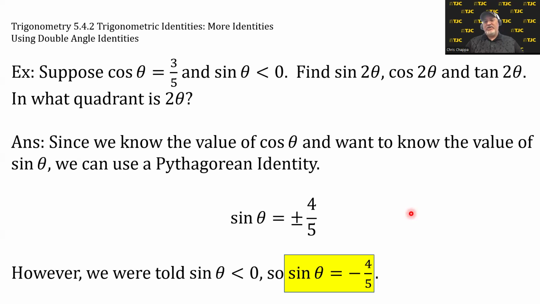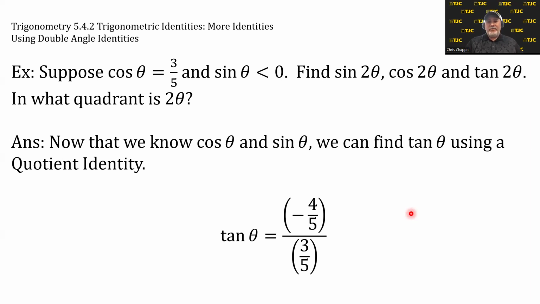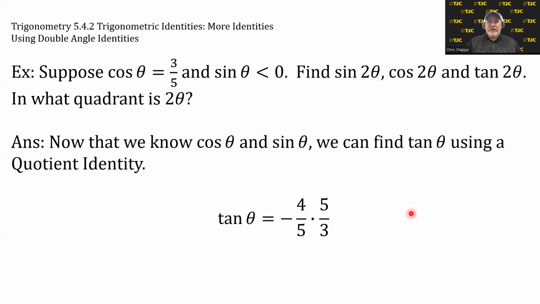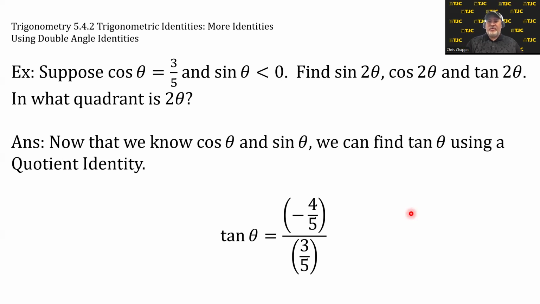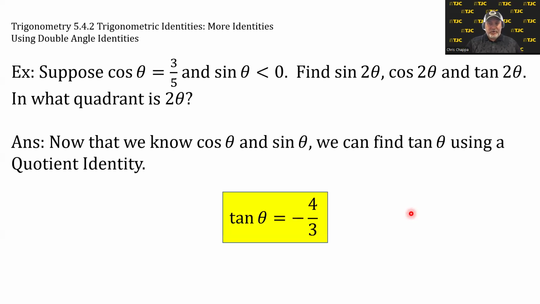Let's go ahead and get the value of tangent of theta. Now that we know cosine of theta and sine of theta, we can find tangent of theta using a quotient identity. Tangent of theta equals sine of theta over cosine of theta. Upon substituting the values, we get tangent of theta equals negative 4/5 over 3/5. When you're dividing fractions, you multiply by the reciprocal. So we have negative 4/5 times 5/3, but the 5's cancel, and we get tangent of theta equals negative 4/3. Now, we haven't answered the question yet. We're just priming the problem. We're prepping it to answer.